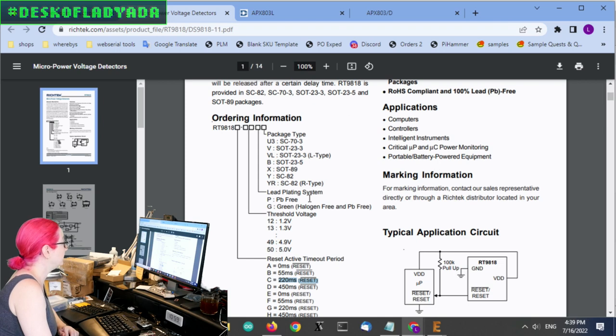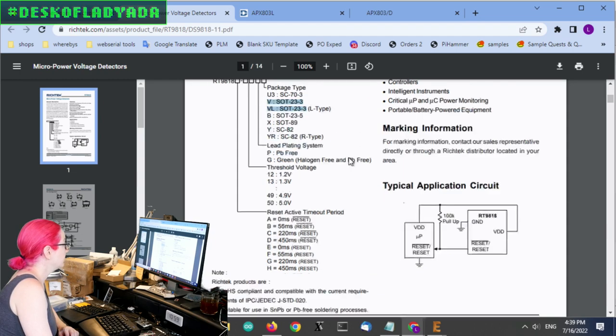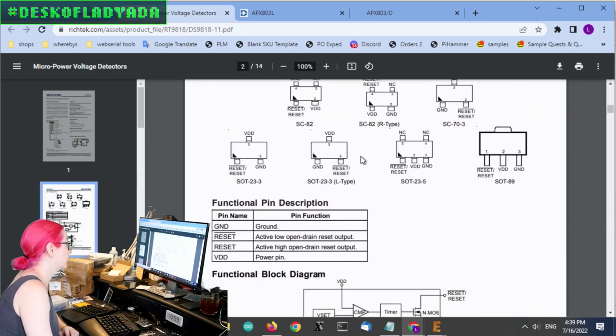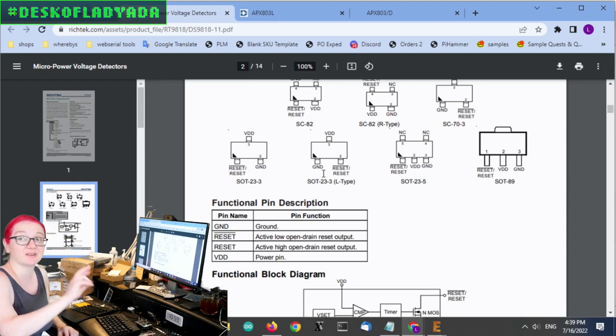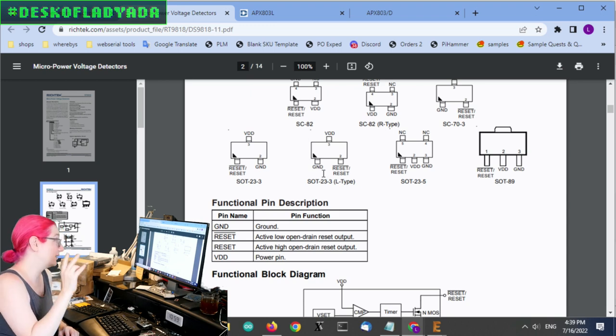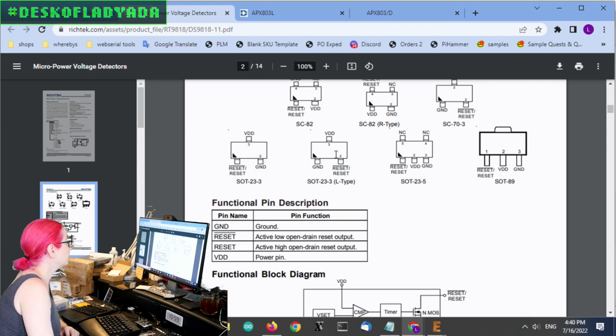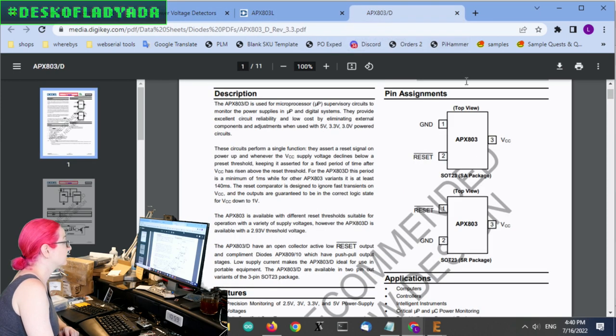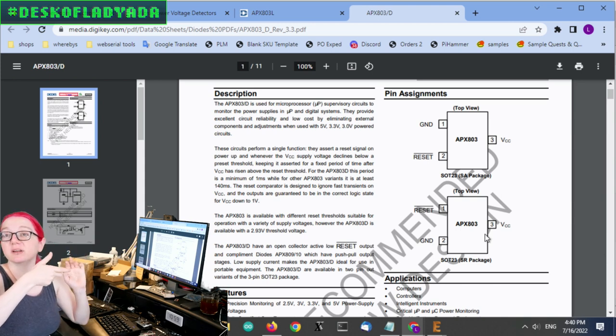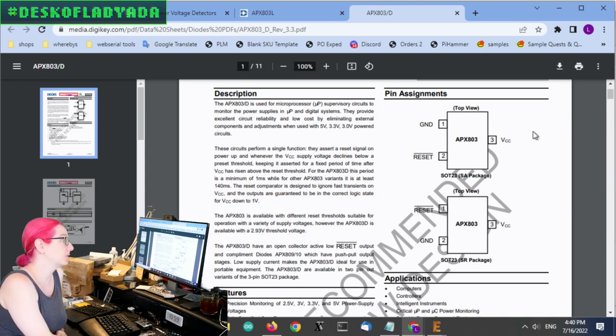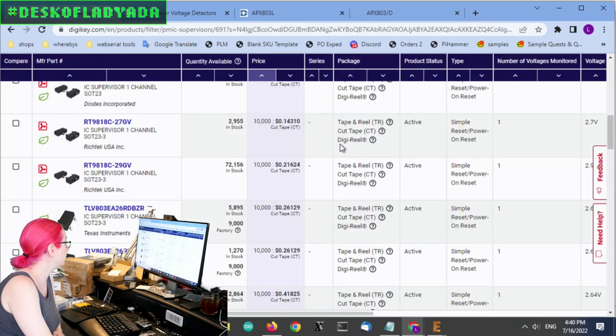And then GV, G is green, halogen-free. And then V, so it's the SOT23-3, not L-type. So let's look at SOT23. There's two SOT23 options. Again, there's L-type, non-L-type. The one that's available is this one, which is reset ground VDD. Let's look at this. Reset ground VDD, which is actually not what we want. That's the opposite orientation. We want ground reset VCC. So we can't use these two.